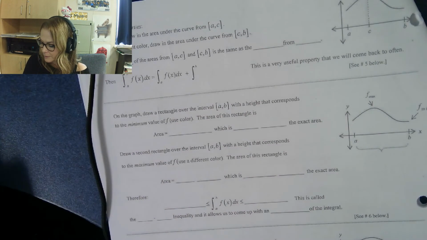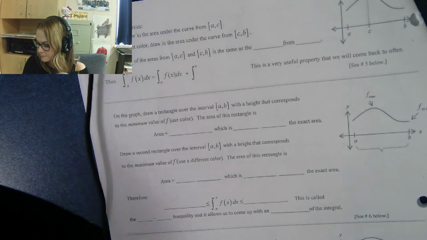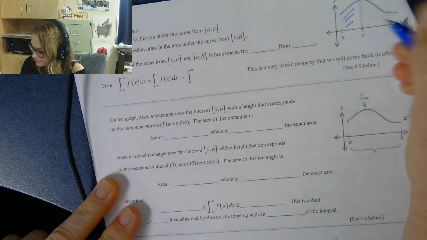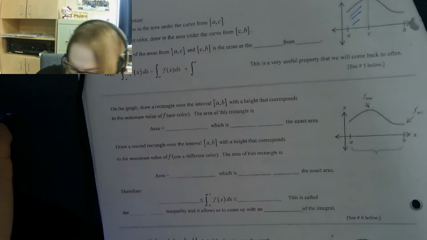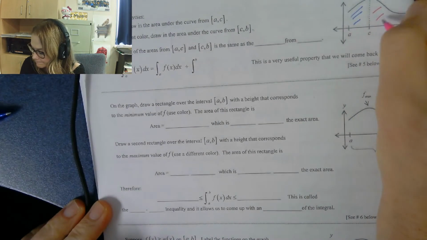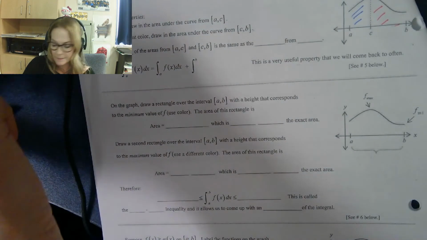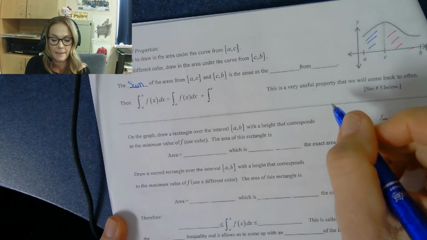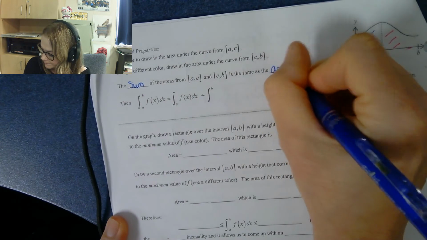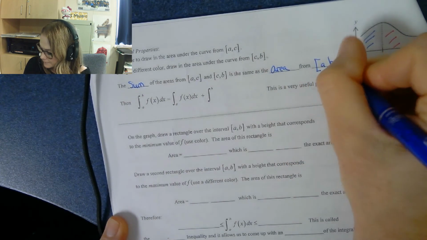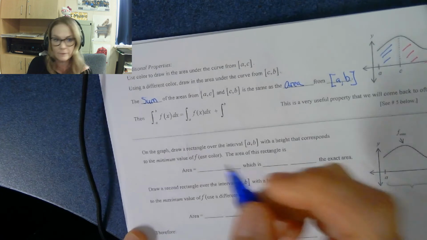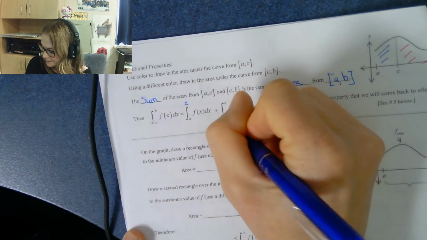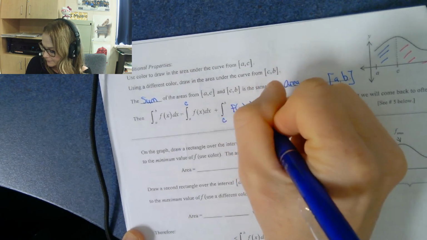Another property: use color to draw in the area of the curve from A to C using a different color. So A to C is here. In a different color, C to B is here. The sum of the areas under the curve is the same as the area from A to B. So if you need to split integrals, you can. If you need to put them back together, you can. So A to B is the same thing as A to C, and then C to B. And that'll come in handy.